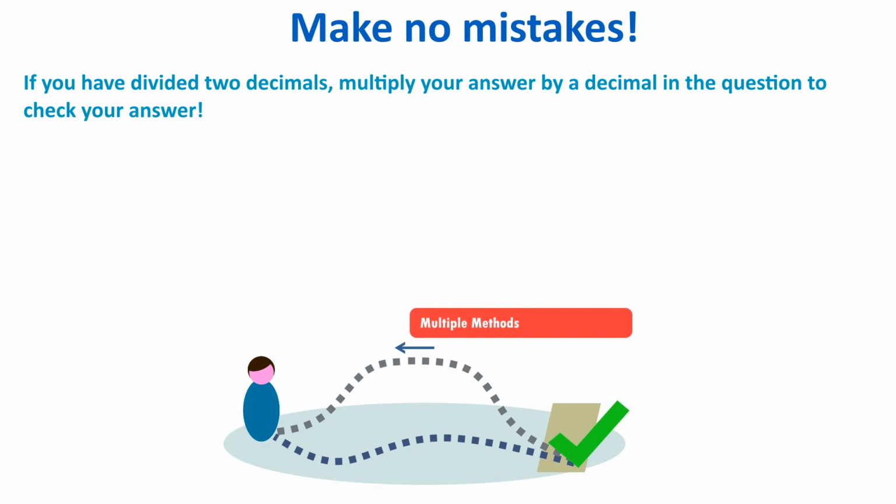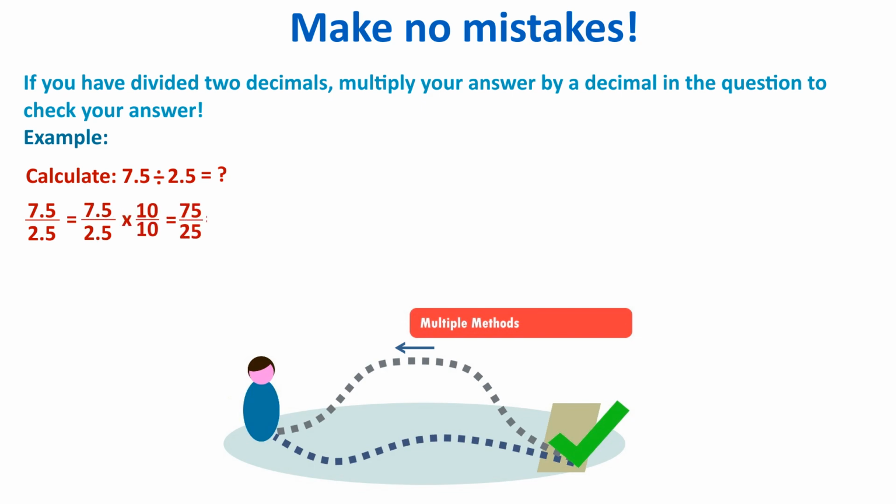For example, if we were dealing with 7.5 divided by 2.5, well, what we do is we turn this into a fraction. We then multiply the top and the bottom of this fraction by 10 to get 75 divided by 25, and then we know that's 3. So we can say that 7.5 divided by 2.5 is equal to 3.